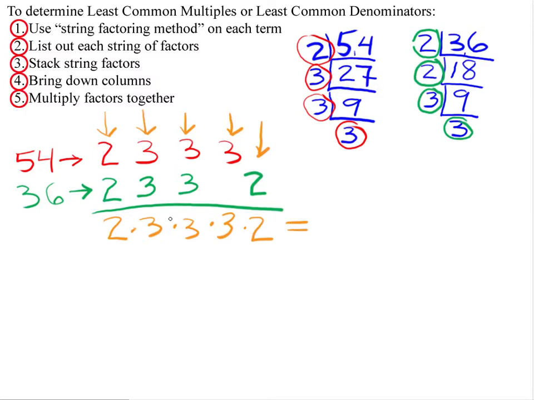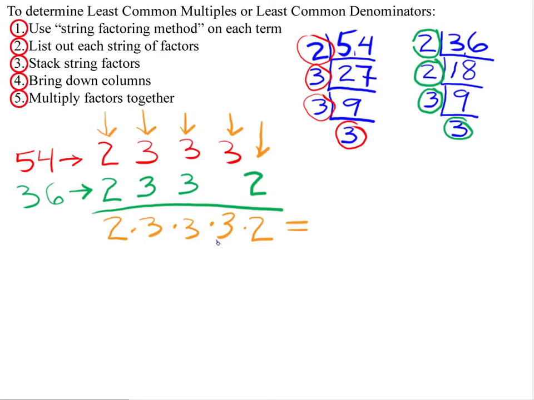So let's see, we need to multiply 2 times 3, take that answer, multiply it by 3, take that answer, multiply it by 3, take that answer, multiply it by 2. However, we could go ahead and combine these factors in maybe a little bit easier fashion.